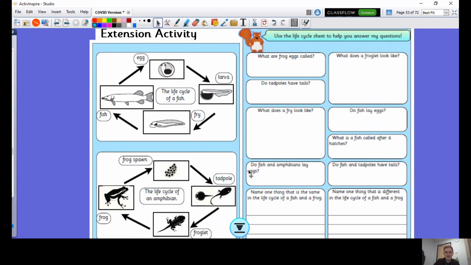Do fish and amphibians lay eggs? What does a frog look like? Do fish lay eggs? What is a fish called after it hatches? Do fish and tadpoles have tails? Name one thing that is the same in both of these life cycles, and name one thing that is different in these life cycles. And use this worksheet here to help you. So you can pause the video and you can have a go at answering those very quick questions.